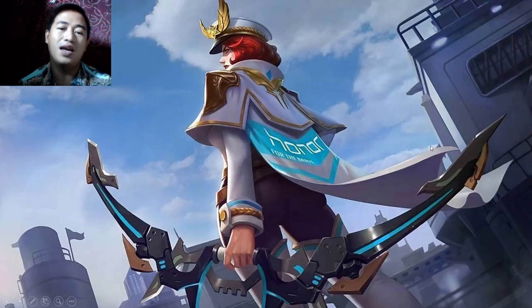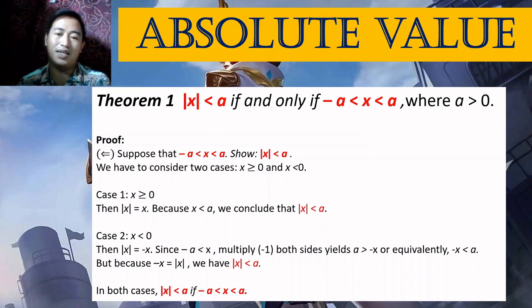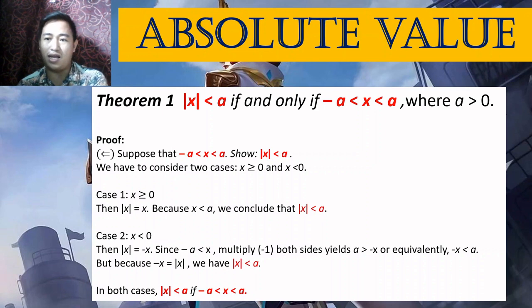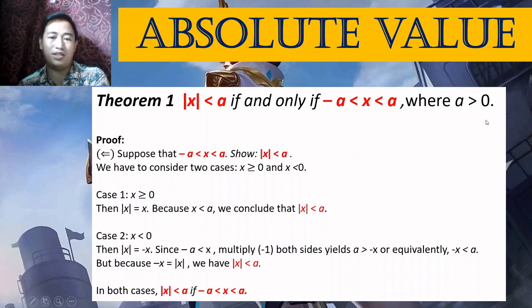Okay. Now next, theorem 1. The absolute value of x is less than A if and only if negative A is less than x less than A, where A is greater than 0. Okay, class. We will prove this. This is the proof.